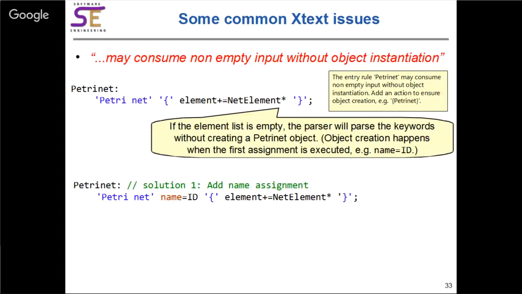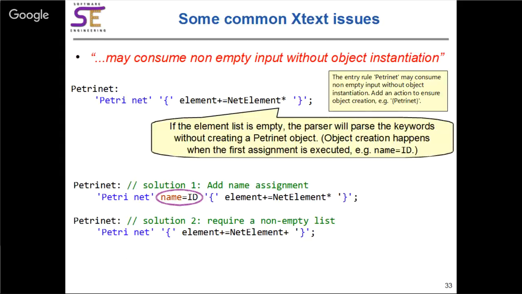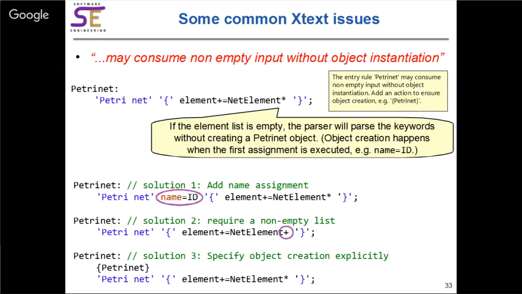So solution one is to add the name assignment, which anyway makes sense for us. Or we say, okay, there must be at least one net element. Maybe we find that empty Petri nets are not very interesting or shouldn't be allowed. Or solution three is we specify, using this construct that I'm showing here, something that says there must be an element created here.